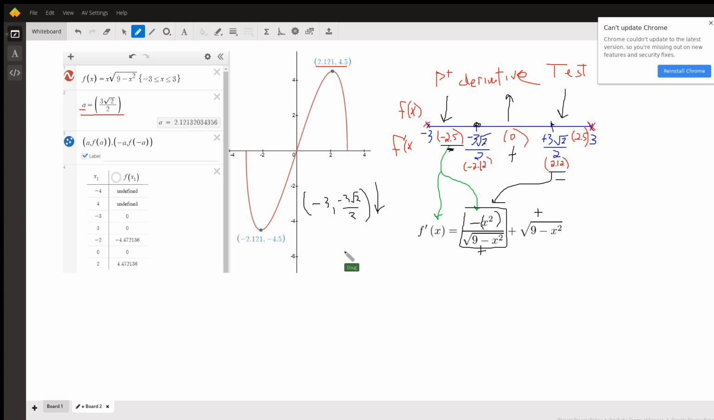For absolute max and mins, we also have to test the endpoints. We've already done that here. These are not greater than 4.5 or less than negative 4.5. So these values right here are also the absolute max and absolute min of this function on the interval from negative 3 to 3. There you go.